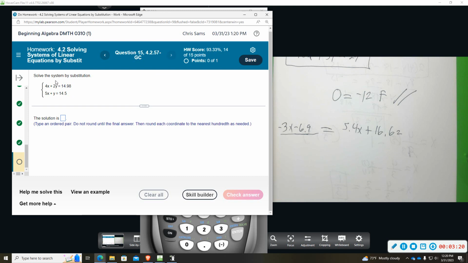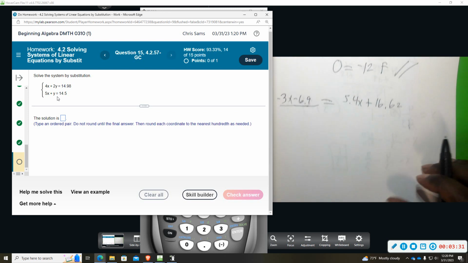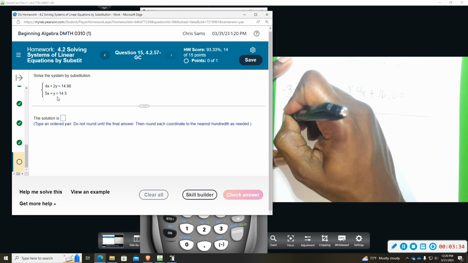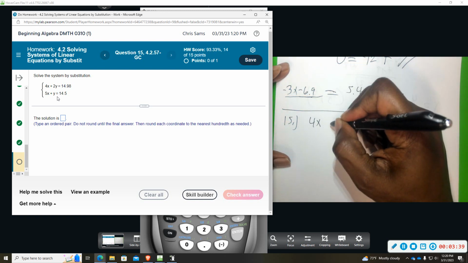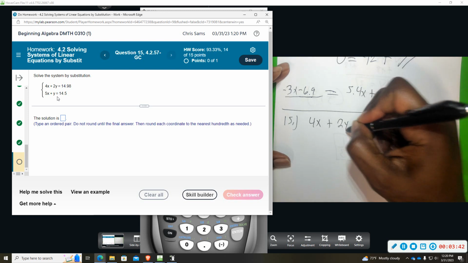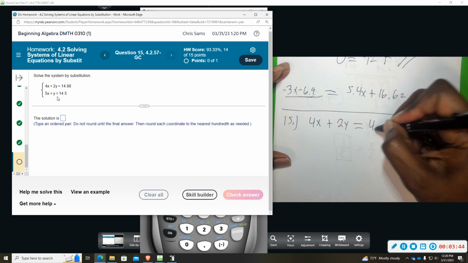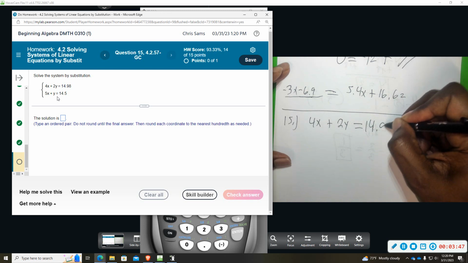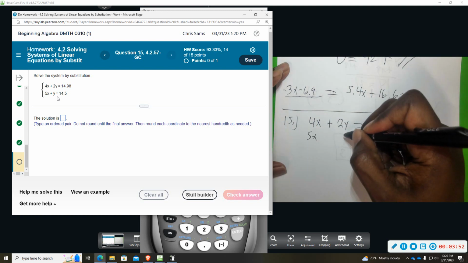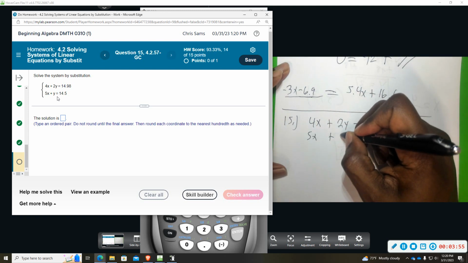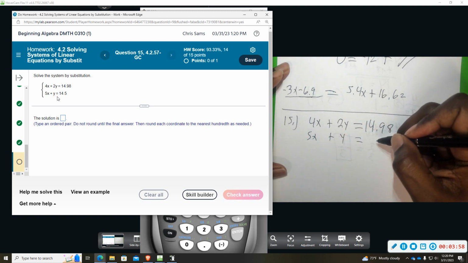All right, this one says solve by substitution, which we can do. However, I would like to do this one by elimination since it's set up in standard form and it's not exactly set y equal. So I got 4x plus 2y equals 14.98, and then I got 5x plus y equals 14.5.